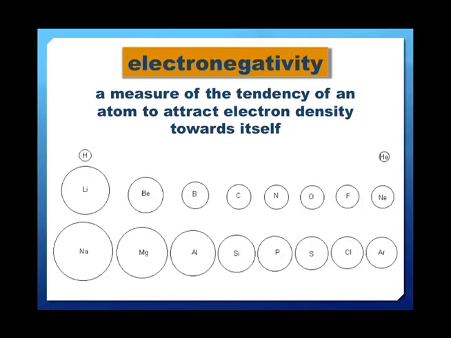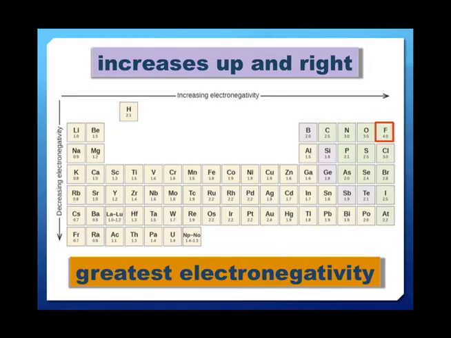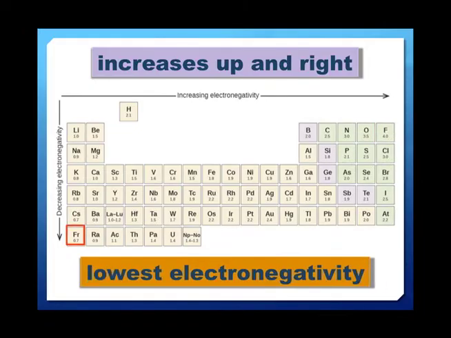Electronegativity will depend on atomic radius, since a smaller atom with a greater effective nuclear charge will attract electrons better. So the electronegativity trend will be the same as the ionization energy trend. It will increase up and right on the periodic table. Fluorine will have the greatest electronegativity, and francium will have the lowest.